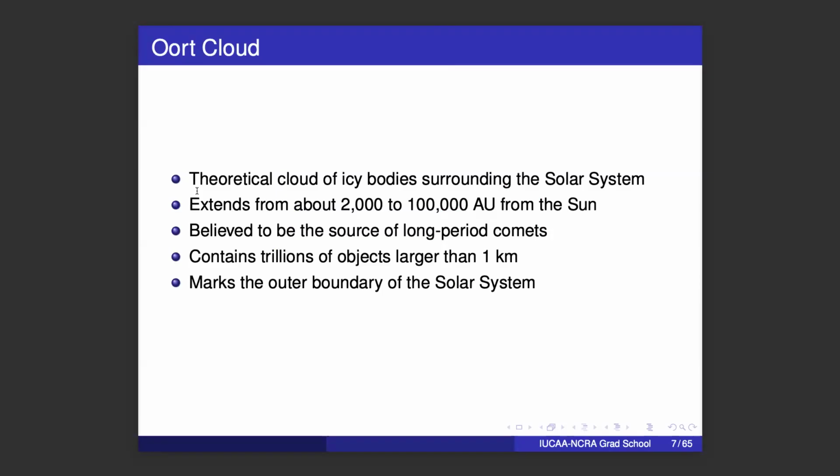Now, this 100,000 AU is a very large number. Okay, the distance to the nearest star is about 270,000 AU. So it's more than 1/3 of the way to the nearest star, is the Oort cloud. Of course, remember, it's all going to be very dense. So although it says here contains trillions of objects larger than a kilometer, because the space volume is so large, the average spacing between these large objects is going to be extremely large.